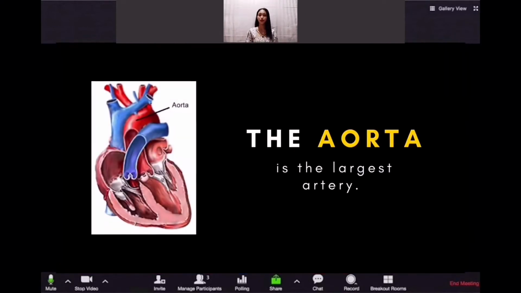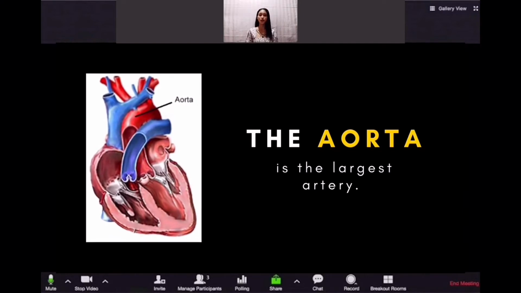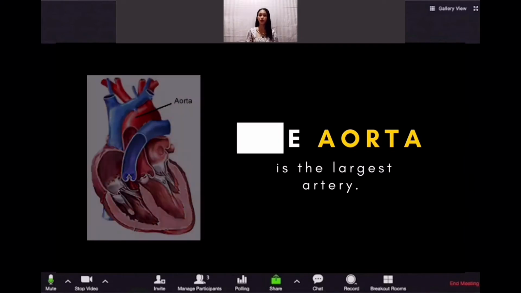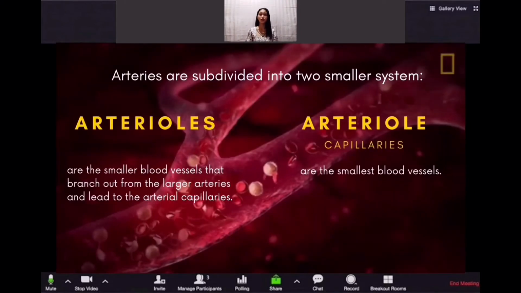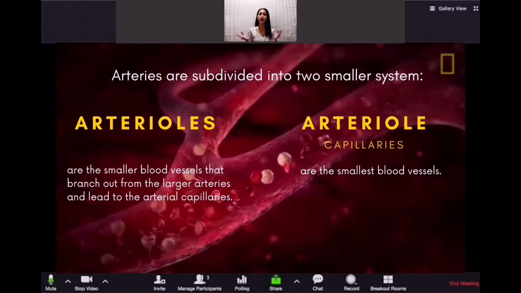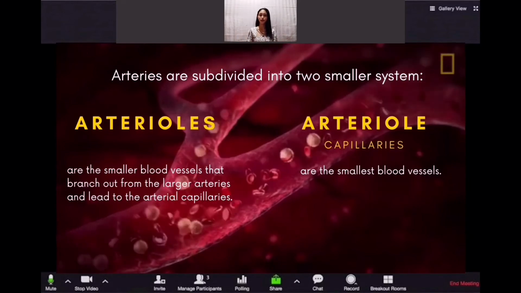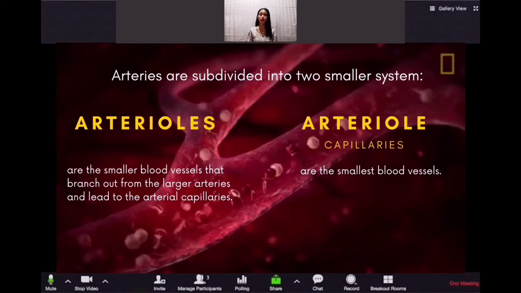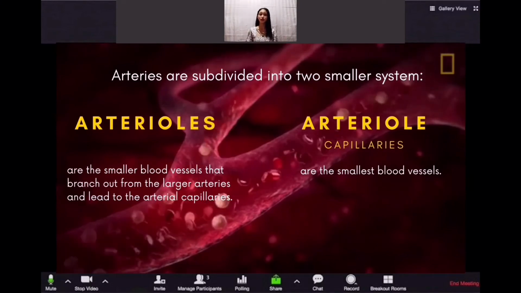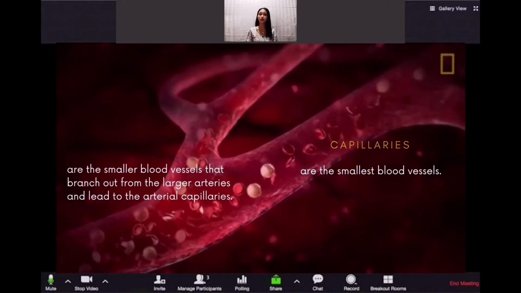The largest artery is known as the aorta. This artery provides the pathway for blood to travel through the body from the heart. These arteries are subdivided into two smaller systems, the arterioles and arterial capillaries. Arterioles are the smaller blood vessels that branch out from the larger arteries and lead to the arterial capillaries, which are the smallest blood vessels in the body.